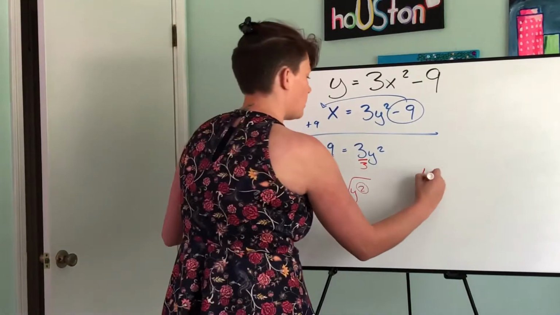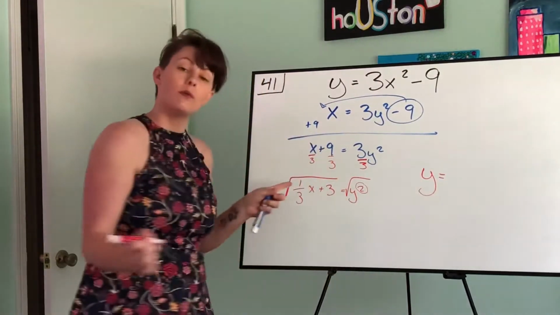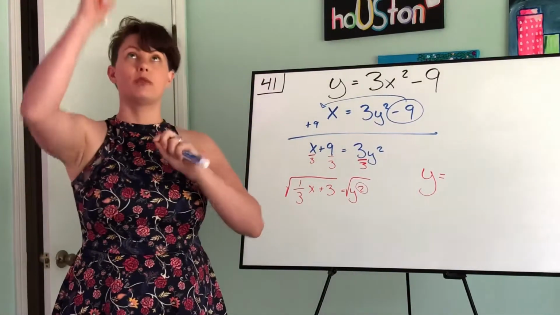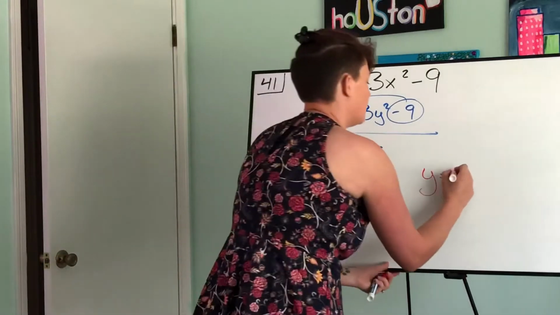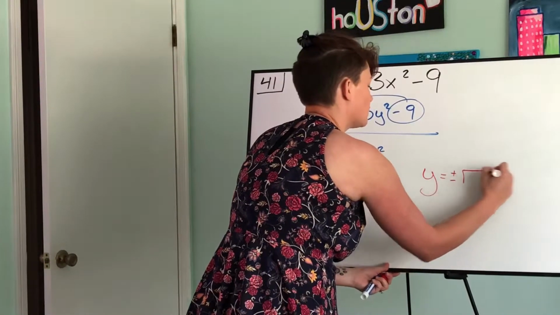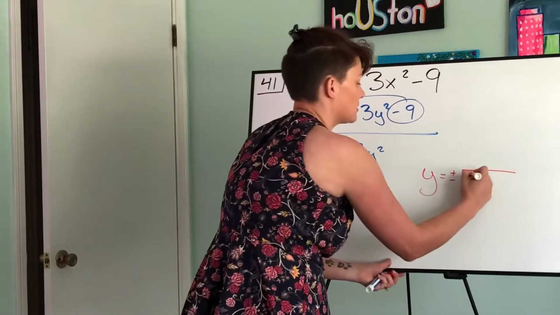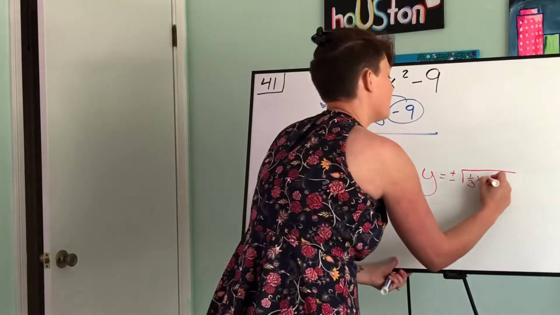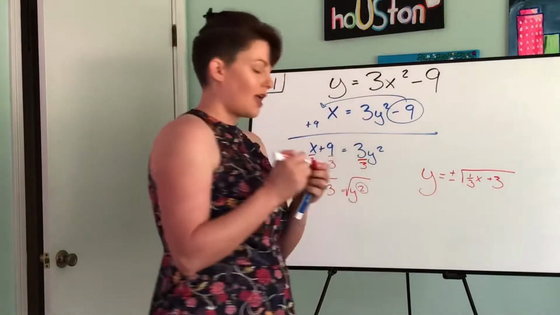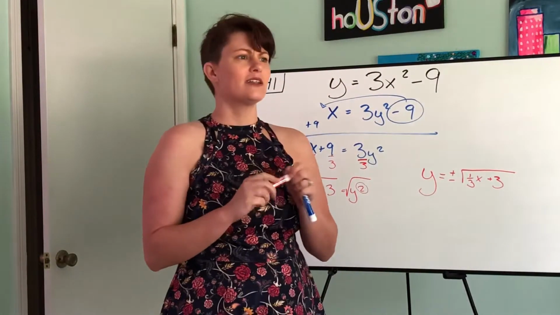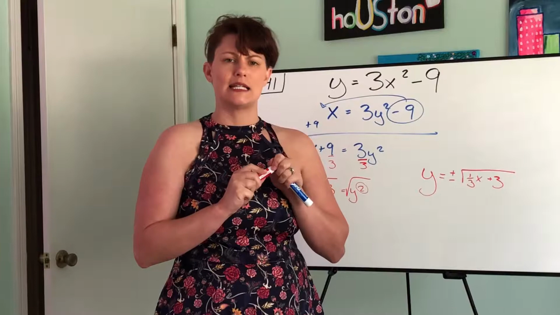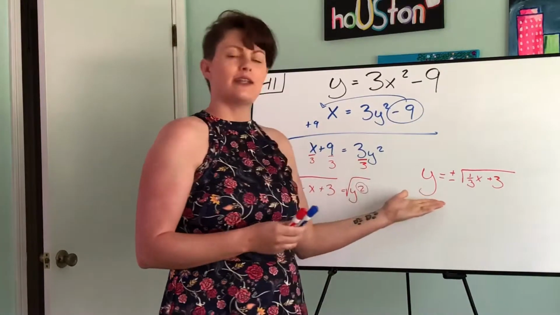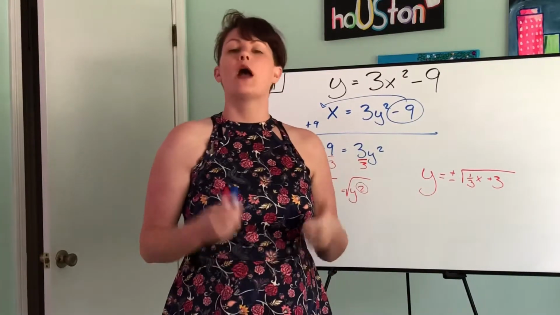So we would get y equals, now remember when you take a square root, you've got to have plus and minus. Plus and minus the square root of 1/3 x plus 3. And at first you think, yeah, the answer is yes, it absolutely has an inverse because I just found it. I found the inverse, yay me, good job.